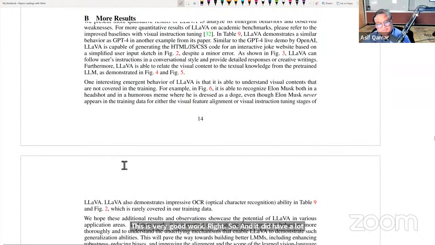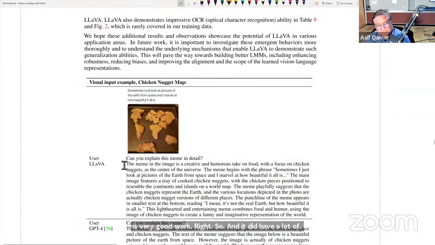So I will skip over some of the things for you to do, but look at what it goes on to say. This one is quite interesting. Visual input example, chicken nuggets map. So somebody took chicken nuggets and created a map out of it. So the caption was, sometimes I just look at pictures of the earth from space and I marvel at how beautiful it is. Right. Now, the user was given this question, can you explain this meme in detail?